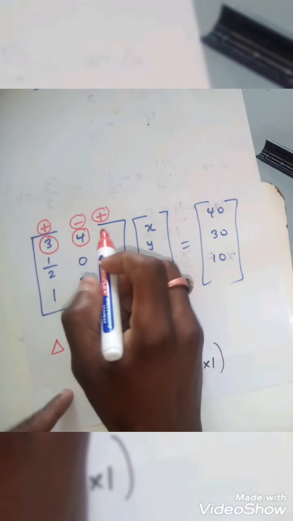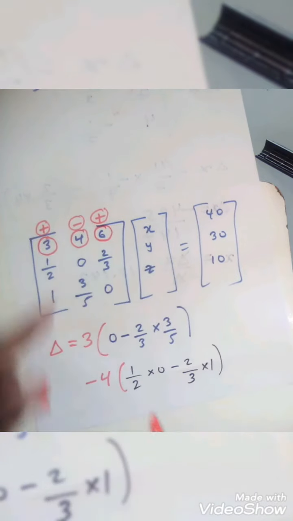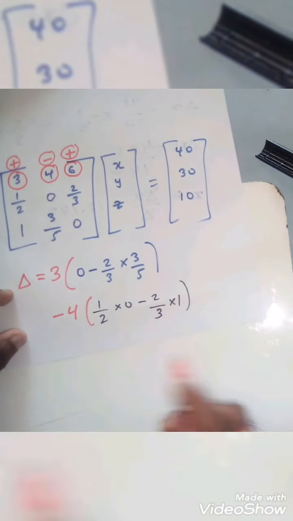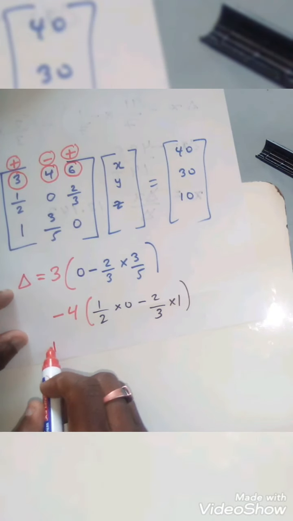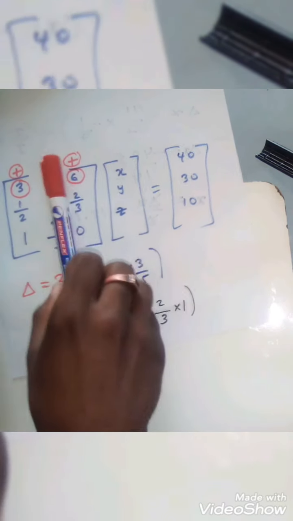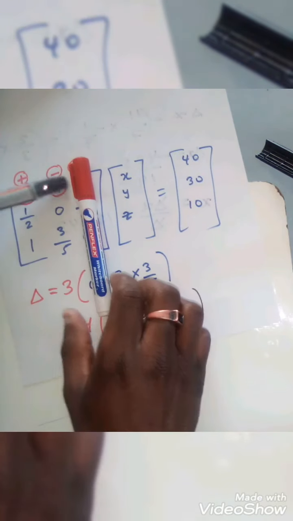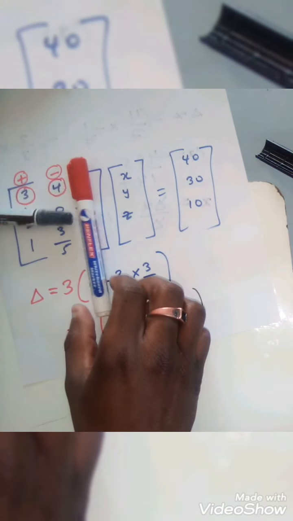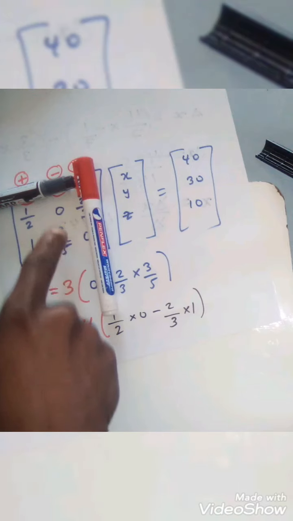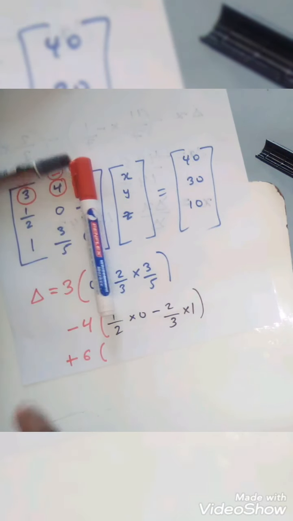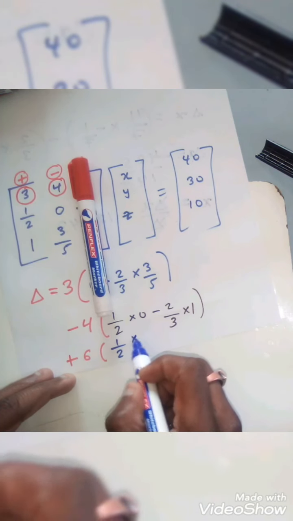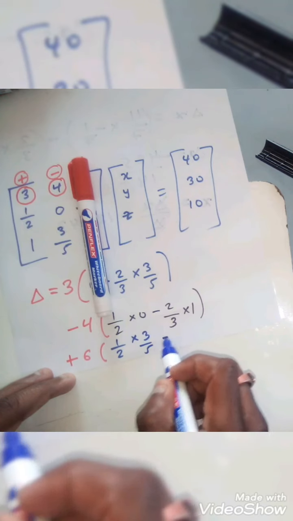Now my third solution will come when this 6 here is a factor and it's positive 6. So then I'll have positive 6. I hope I can just write it here. So positive 6, open brackets, and then I eliminate the column and row associated with 6. So when you do this, what do you get? 1 over 2 times 3 over 5 minus 0 times 1. So I have 1 over 2 times 3 over 5 minus 1 times 0.